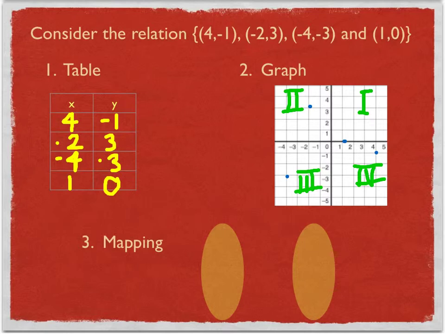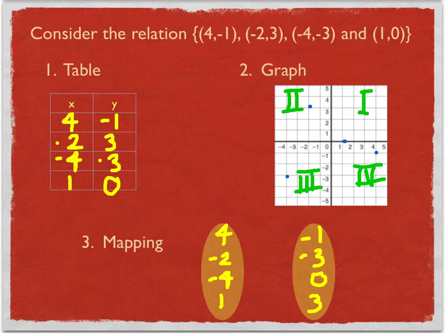Alright, getting back to our representations for relations. Here we have the third one. This might be kind of new. This is called a mapping. Very similar to a table. I just write down all of the x values, so to speak, like this. I'm going to write down all the y values, except I'm going to kind of scramble the order a little bit, like this. And then I just connect them up from one to the other.